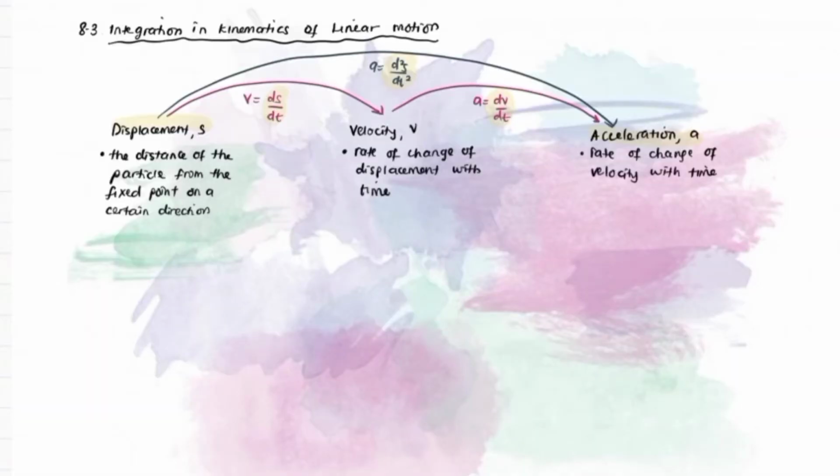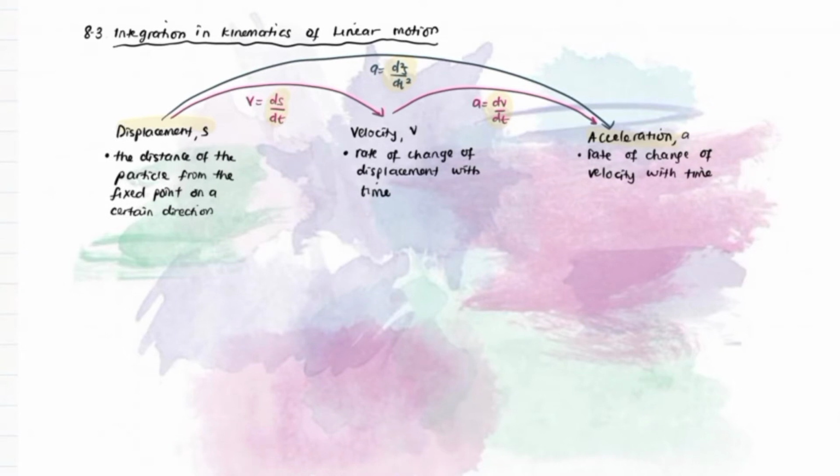Integration in kinematics of linear motion. Previously we have learned how to get the velocity and acceleration functions from the displacement function by differentiating the function. But if the acceleration function is given, how can we determine the velocity function and displacement function?